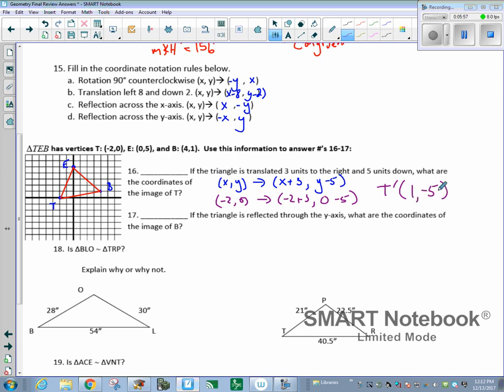If I'm going to move something, I'm going to take T and move it 3 units to the right: 1, 2, 3. There x is 1. And then down 5: 1, 2, 3, 4, 5.